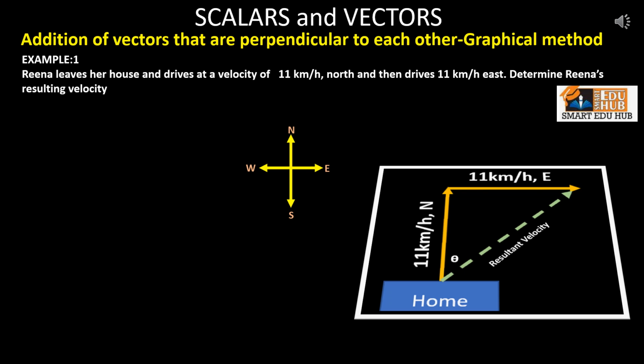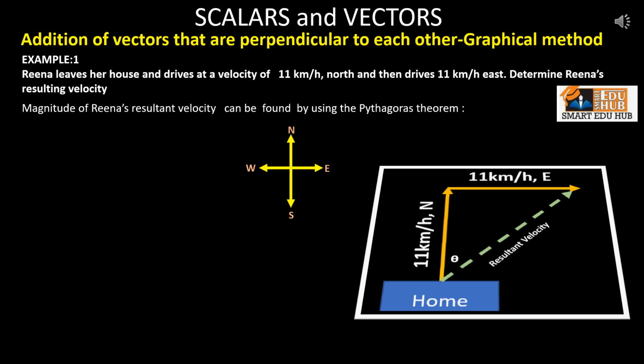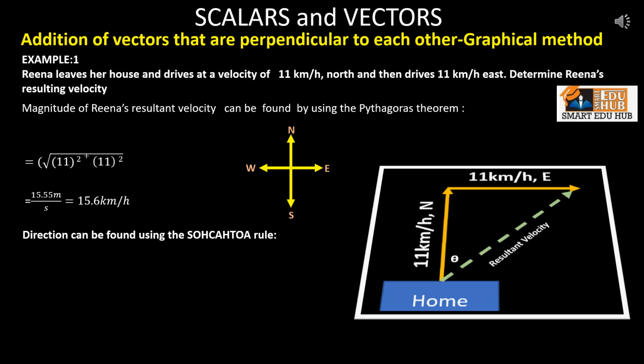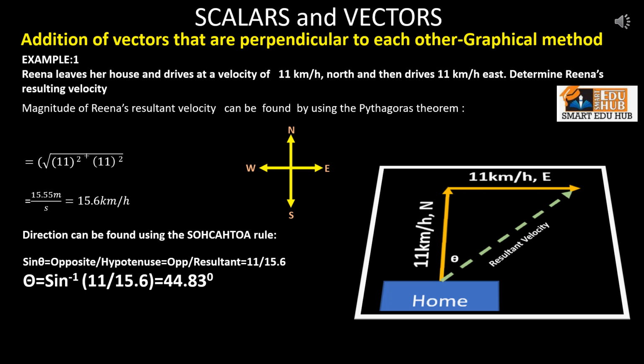Next is to construct a rough sketch using the given information, as shown in the figure. Since the two vectors are at right angles to each other, we can find the magnitude of their resultant vector by using the Pythagoras theorem. Hence the magnitude is equal to square root of 11 square plus 11 square, which is equal to 15.6 km per hour. The direction of the resultant vector can be found by using the SOHCAHTOA rule. Here the angle can be found by finding sine theta and then finally theta. The steps have been shown on the screen. Finally, we can say that the resultant velocity is 15.6 km per hour and is 44.83 degrees due east.